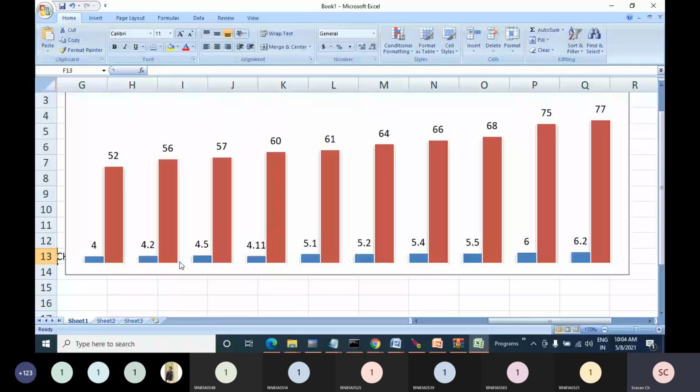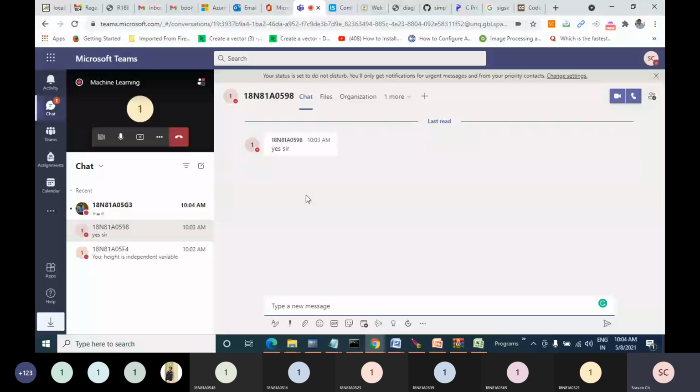If I change height, how much effect is there on weight? Can we study this?